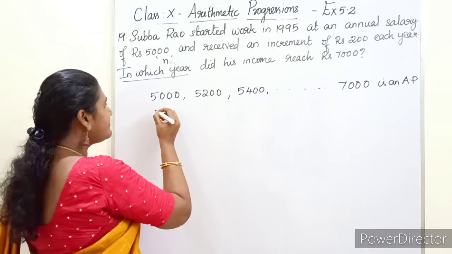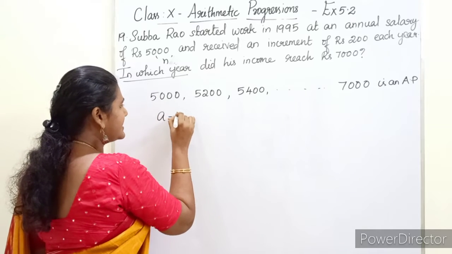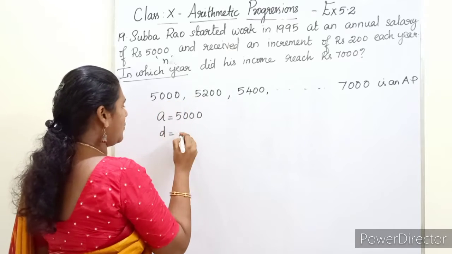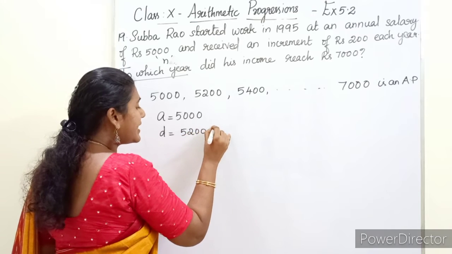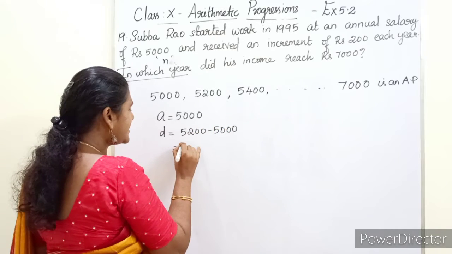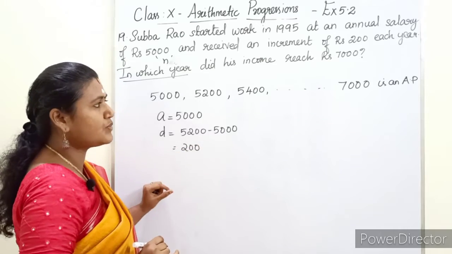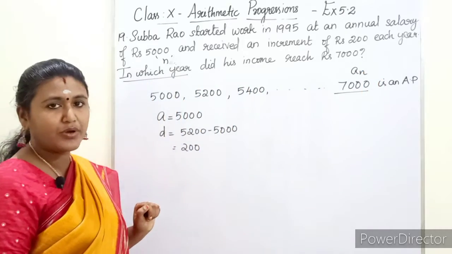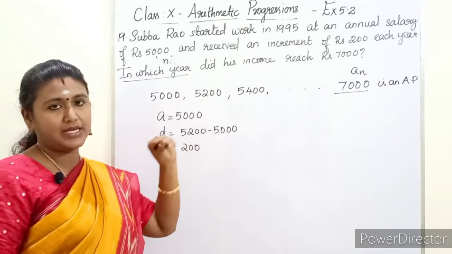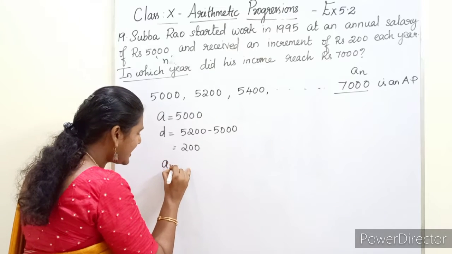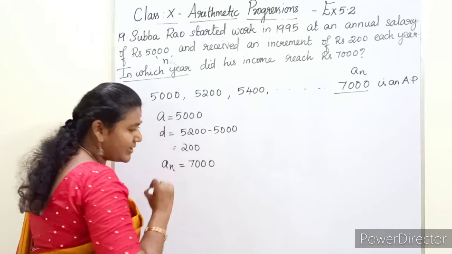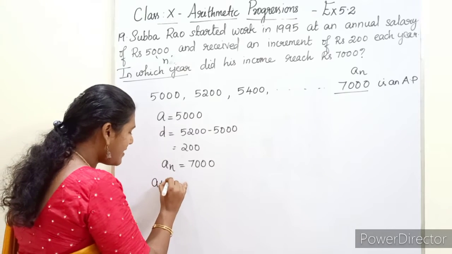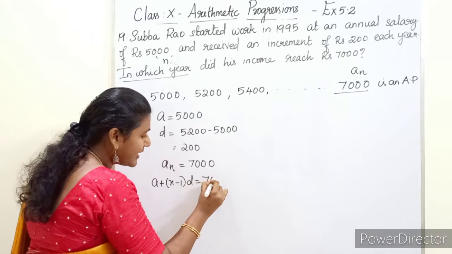Okay, now we are going to take the first term A as 5,000, and what is D? D is A2 minus A1, that is 5,200 minus 5,000. So the D value is 200. And this 7,000 we will take as AN value, because we don't know which term is 7,000. Now we will use the formula for AN, that is A plus n minus 1 into D is equal to 7,000.